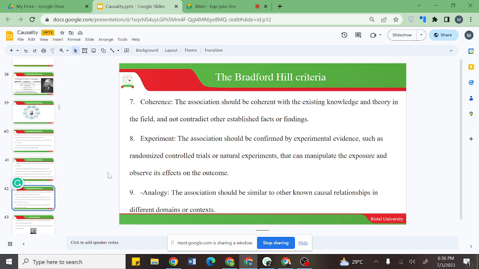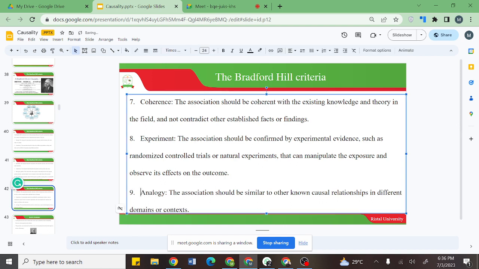So we move to the next one, which is coherence. The association should be coherent with the existing knowledge and theory in the field and not contradict what is already known, what we call established facts. Okay? That means this does not create room for explanations or situations that are not usual. There are things that we already know. For example, we know that Mycobacterium tuberculosis is responsible for the disease TB. That is what is known.